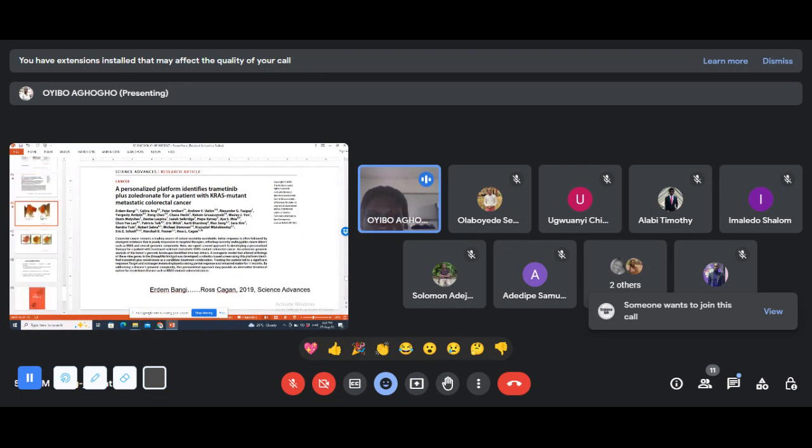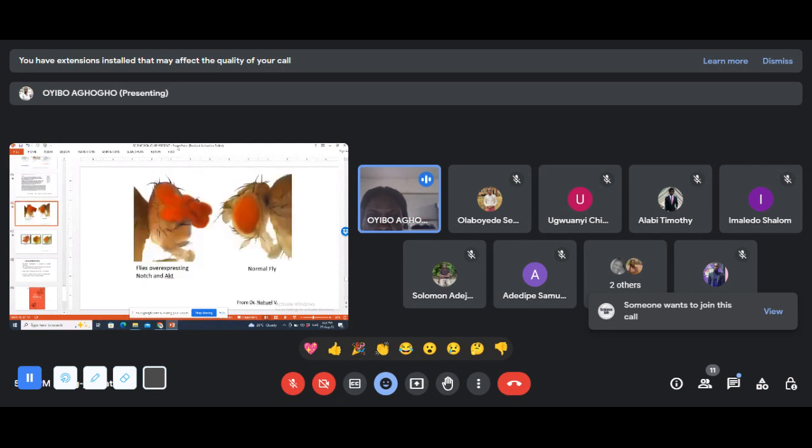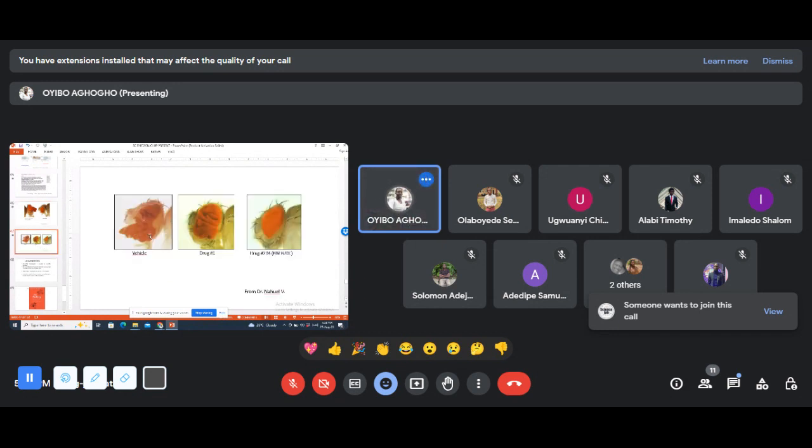They had different combinations. This was the fly expressing the gene. This is a normal fly, and by the time they treated with different drugs, this drug was the best. And so they took this drug to that patient. The person improved drastically. So these are some things you can do with flies in biomedical research.